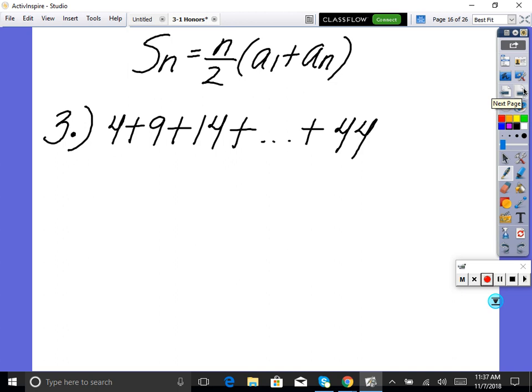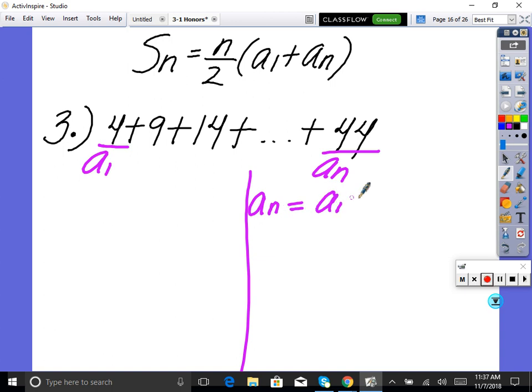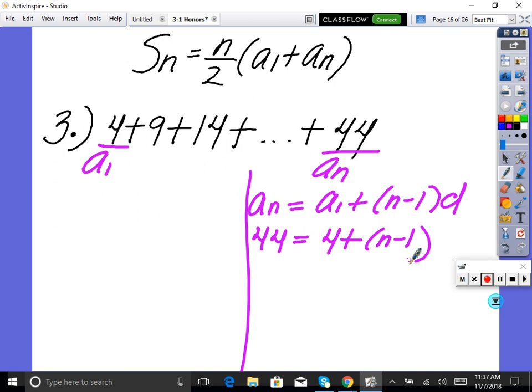Okay, let's do 3. So you'd say, okay, a sub 1, this is a sub n. We need to know what n is, or else we can't know how many terms we're summing up. So go back to your formula: a sub n is equal to a sub 1 plus n minus 1 times d. Plug in what you know. A sub n is 44 in this one. Our a sub 1 is 4 plus n minus 1, and our common difference is 5.